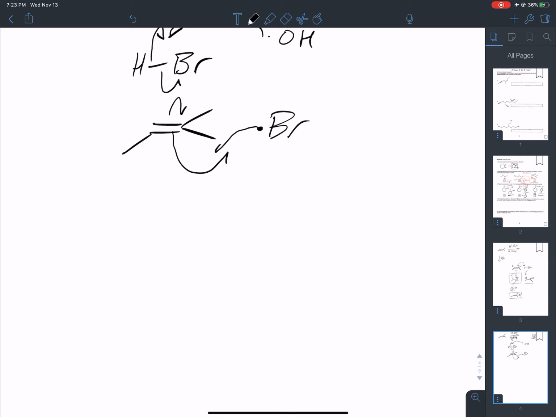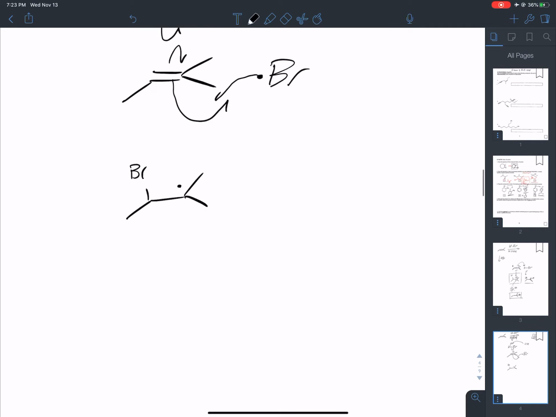So let's look at this intermediate. We're not done with the reaction yet. We've added a Br here where we added the hydrogen before, and now we have this tertiary radical, which is the most stable intermediate. And that is Markovnikov's rule. That still is following it. So we've proceeded through the most stable intermediate. So we actually still are obeying Markovnikov's rule.